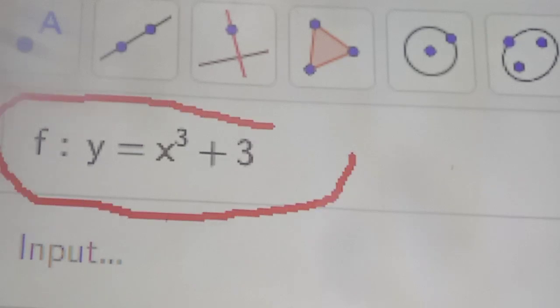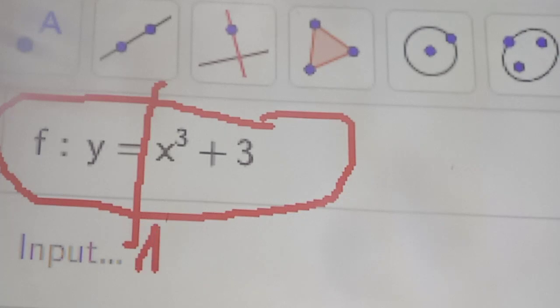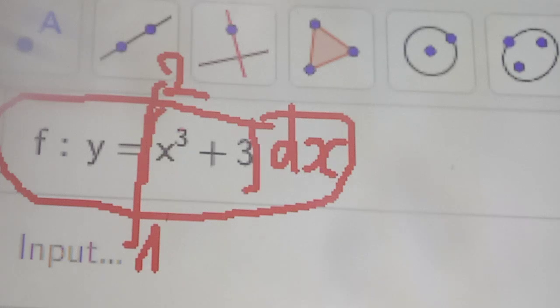Okay, let's see how we are going to sketch this function and show which area we are calculating. This is the given function. We are going to integrate this function from 1 up to 2 dx. This is the function we are going to integrate and find its area.